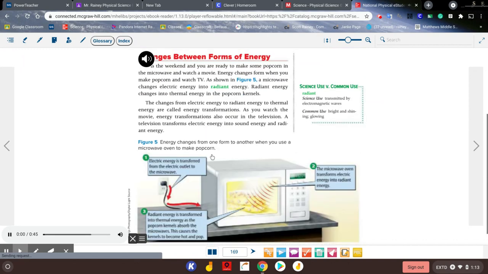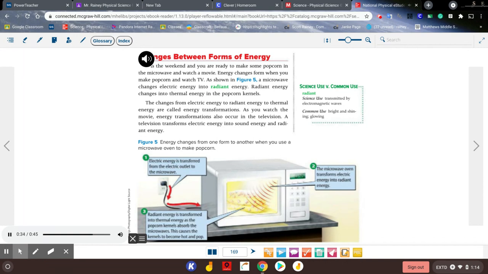Changes between forms of energy. It is the weekend, and you are ready to make some popcorn in the microwave and watch a movie. Energy changes form when you make popcorn and watch TV. As shown in Figure 5, a microwave changes electric energy into radiant energy. Radiant energy changes into thermal energy in the popcorn kernels. The changes from electric energy to radiant energy to thermal energy are called energy transformations.